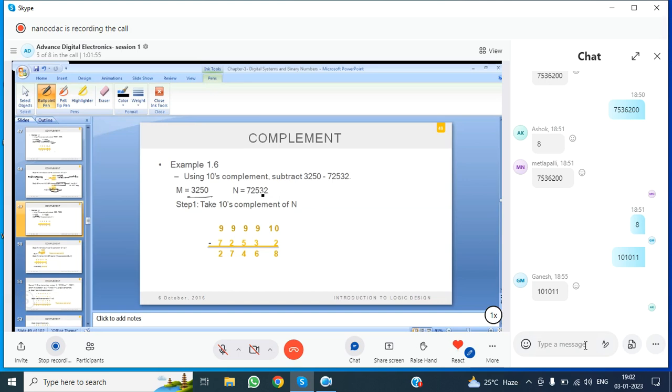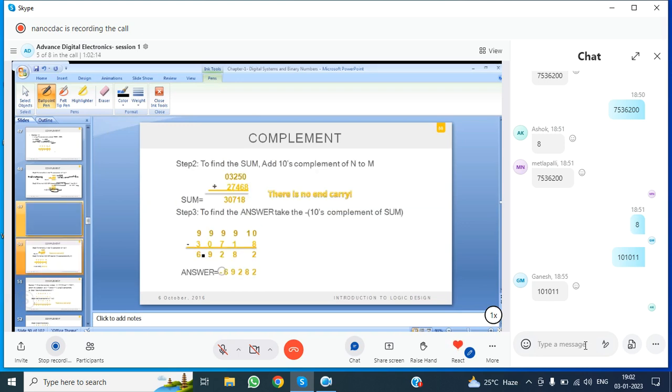So m is 3250, n is 72532. Now, using tens complement, the question is to subtract 3250 minus 72532. So the tens complement of n we need to take, which is 27468. After taking the tens complement, the second step is to add it to m.